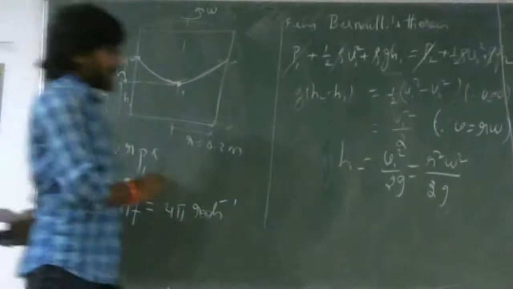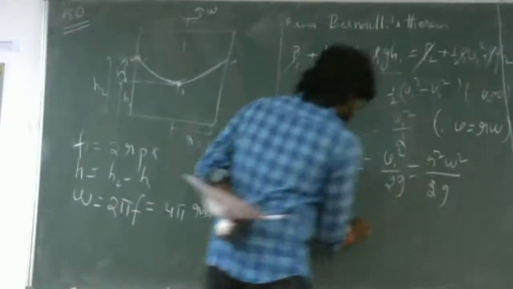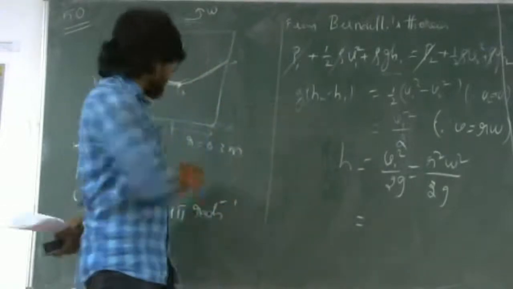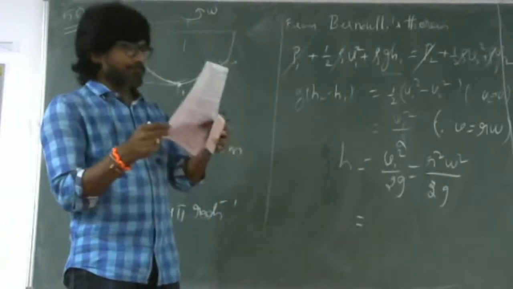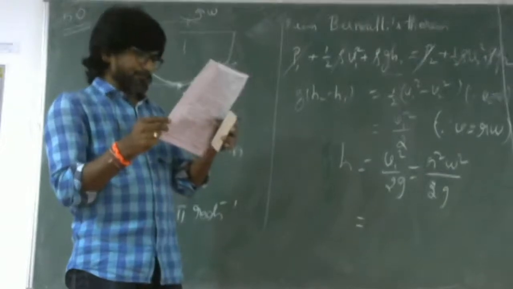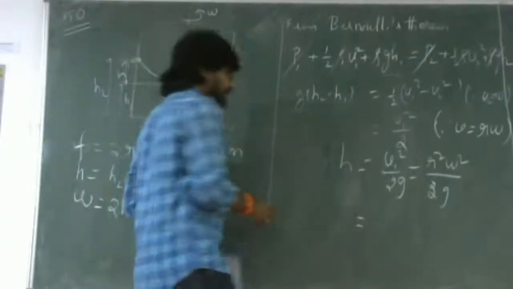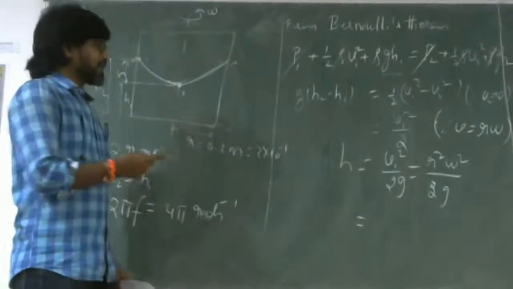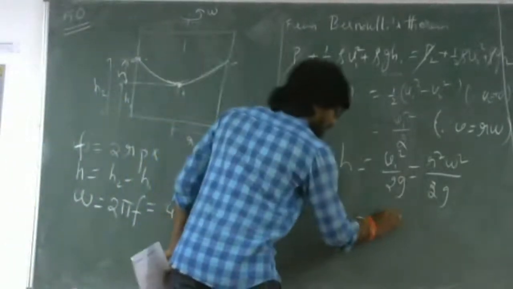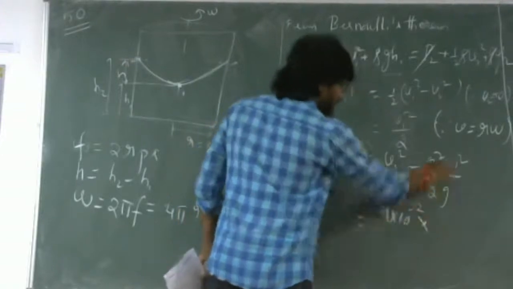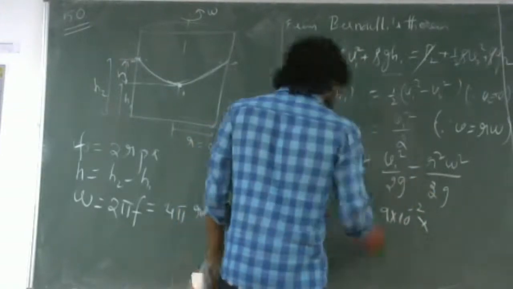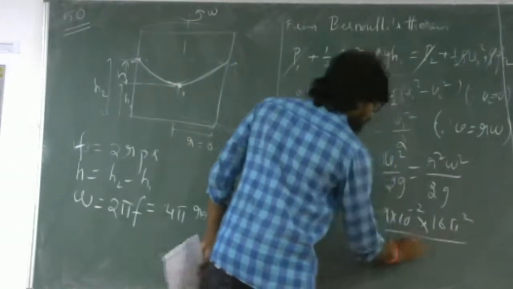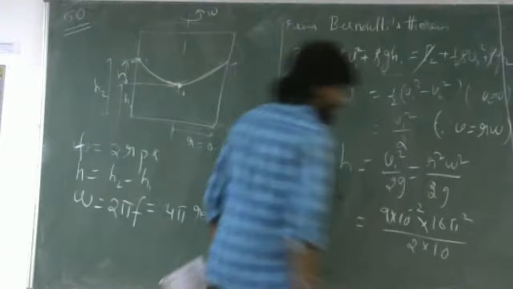So if you substitute this here, then we will get this is equal to what? R square. R is how much? 0.3. Can 0.3 be expressed as 0.3 meters or centimeters? Meters, yes. So you can write it as 3 into 10 to the power minus 1. Square is 9 into 10 to the power minus 2, into omega square, which is 4 pi square. 4 pi square is 16 pi square by 2g. G can be taken as 10, right?